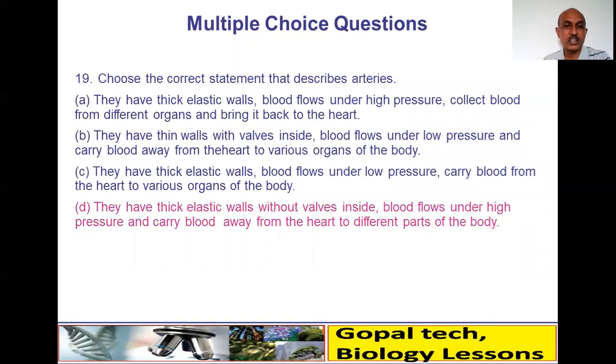So arteries have thick elastic walls without valves inside. Valves are present in veins. So blood flows under high pressure in arteries, low pressure in veins, and arteries carry blood away from the heart to different parts of the body. So this is the correct answer.